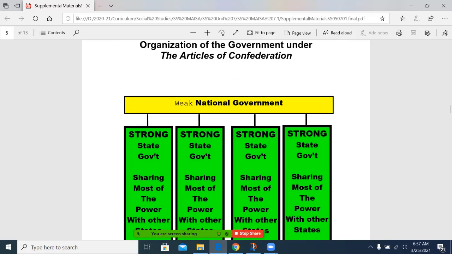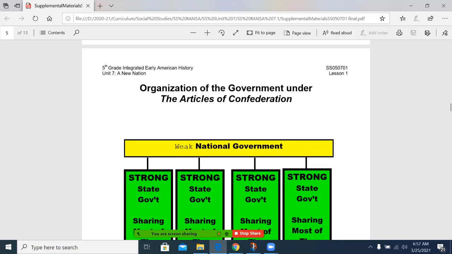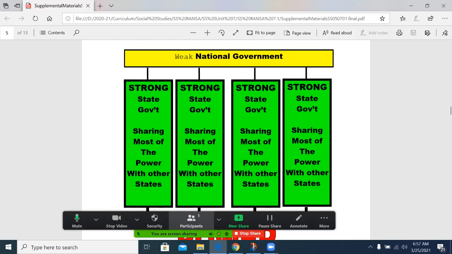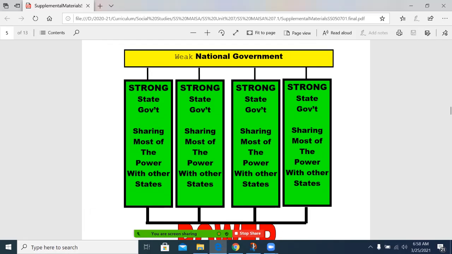Takes time. So, the organization of the government under the Articles: a very weak national government, with state governments getting most of the power and sharing it with other states.